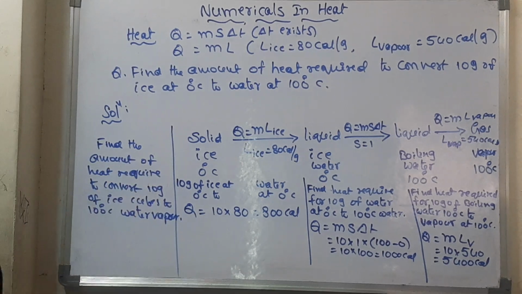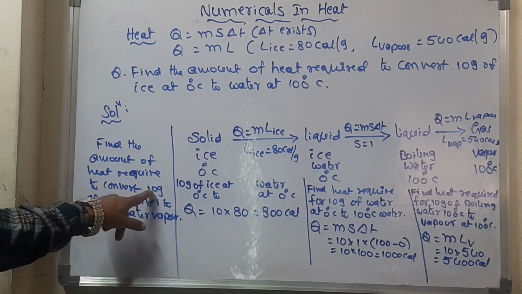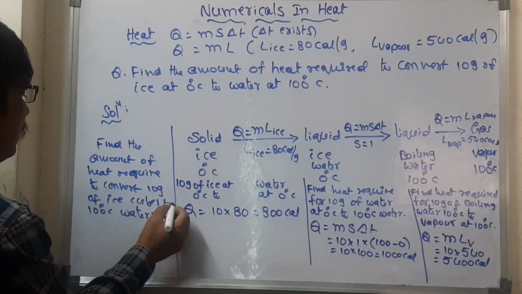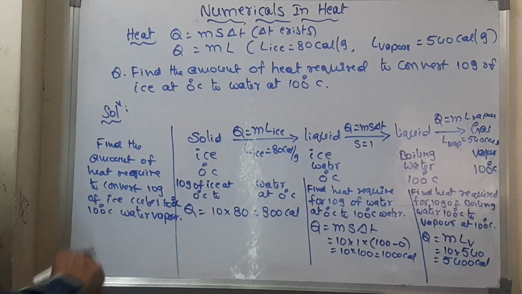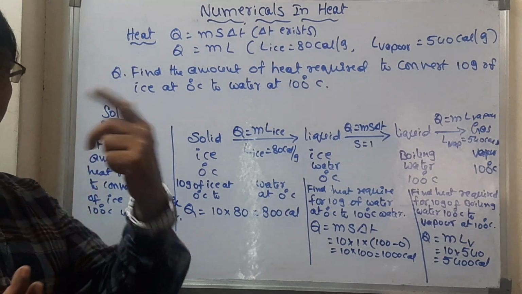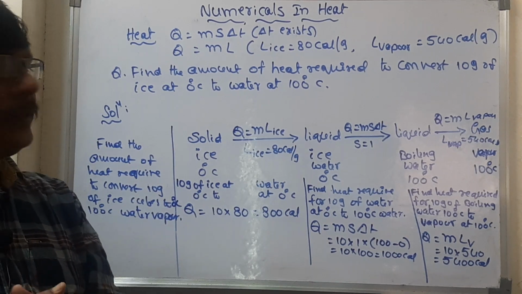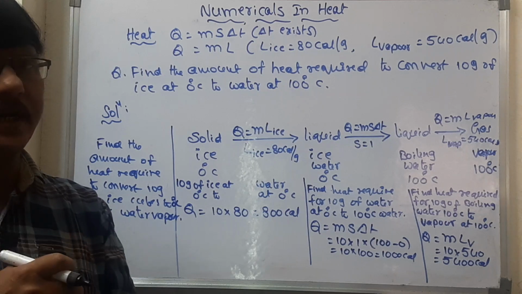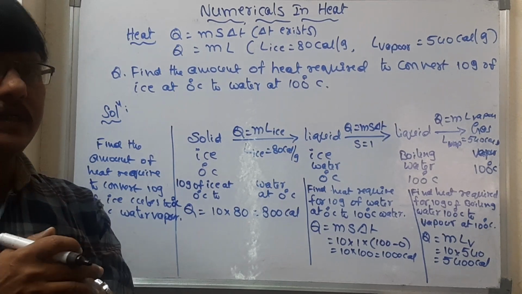See this question, very interesting. Find the amount of heat required to convert 10 grams of ice cubes at 0 degrees Celsius to 100 degrees Celsius water vapor. Ice cubes are given at 0 degrees Celsius. You have to convert them into vapor at 100 degrees Celsius. How much heat will be required? And don't rush to apply the formula immediately, Q is equal to MS delta T, just by seeing that sum, that there is a temperature difference, so we can apply it?